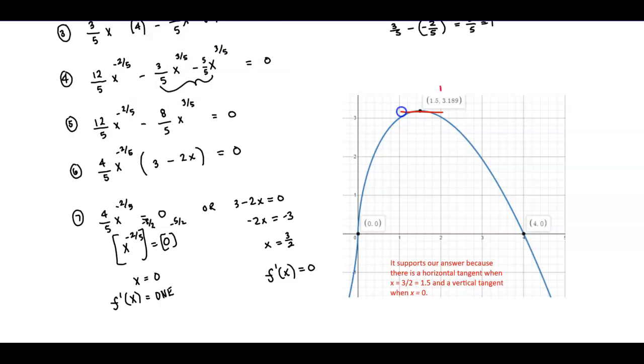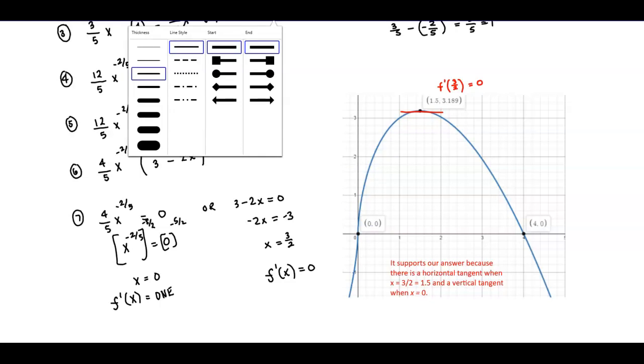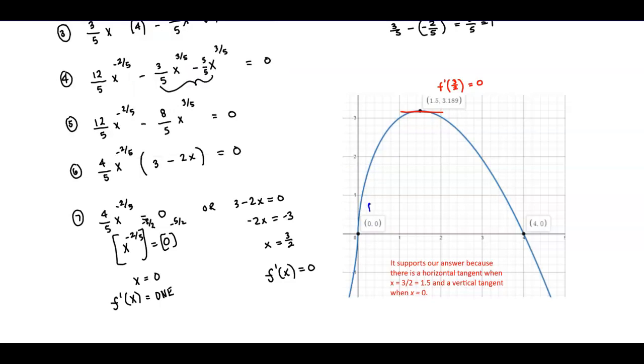And what it's saying here is that f prime of the value of c, which is 1.5 or 3 over 2, does equal 0. Whereas over here, we can say that this f prime of 0 does not have a horizontal tangent, so it does not exist.